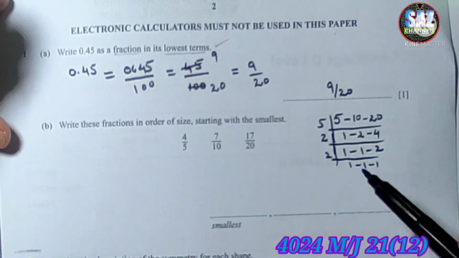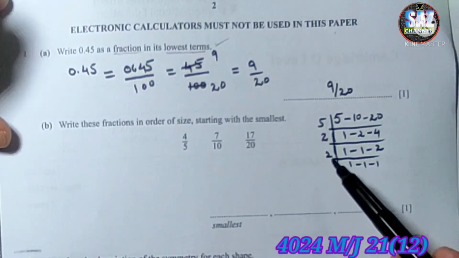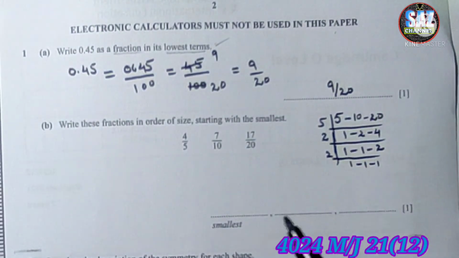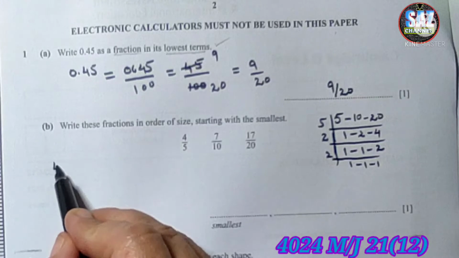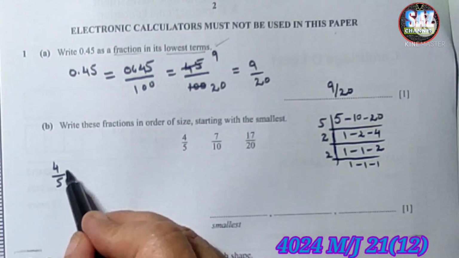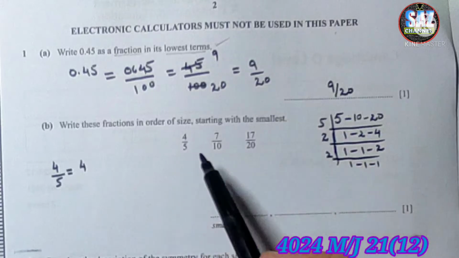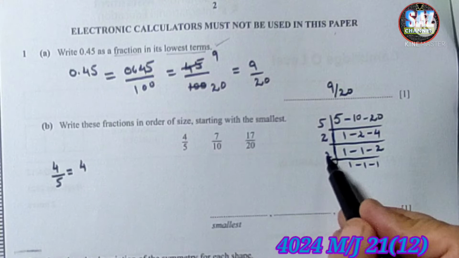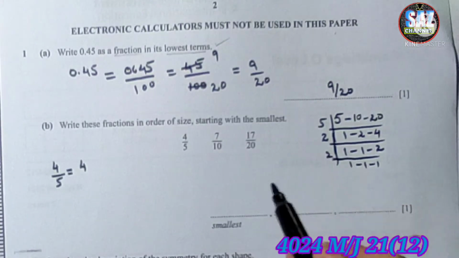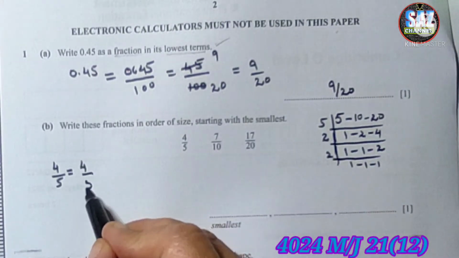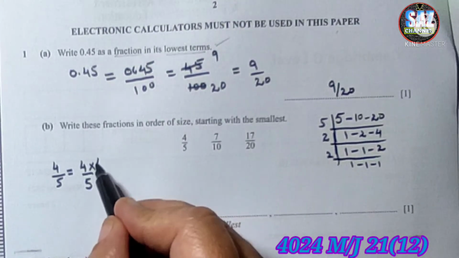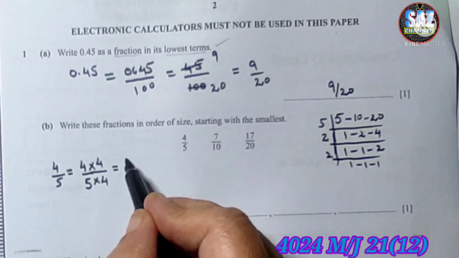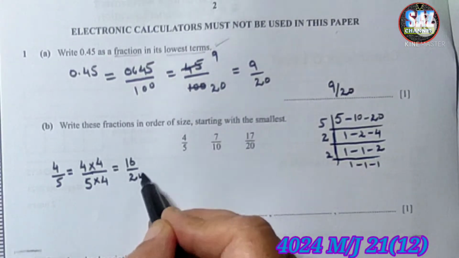Now look, 5 to the 10 to the 20. It means first of all we have to make the denominator same for all of the fractions. So 4 by 5 will be equal to, as the denominator is 5 and LCM is 20, 5 multiplied by 2 multiplied by 2, 5 to the 10 to the 20. So how can I turn this 5? Means that I have to multiply and divide this fraction by 4, and this will become 16 by 20.